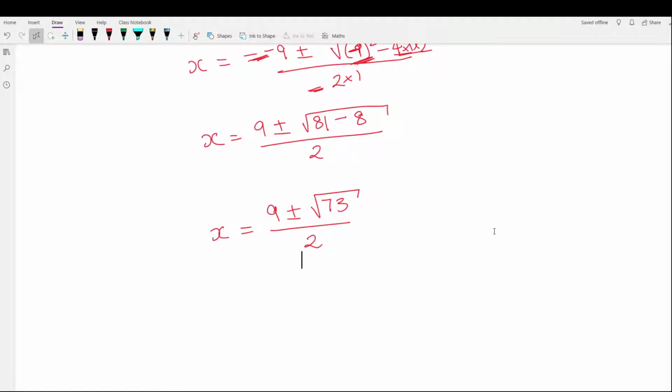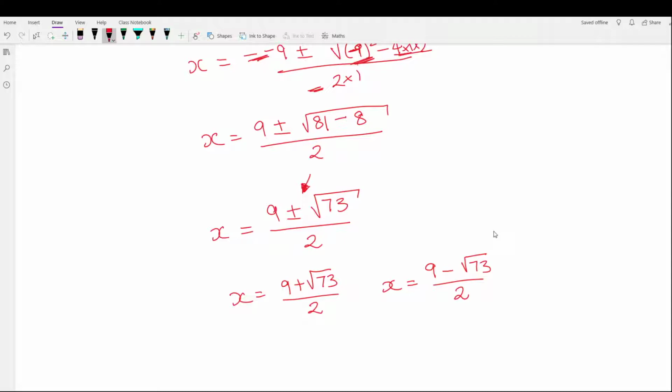Let's simplify this a little bit further. What does this plus and minus here mean? Well, it just means that x is equal to 9 plus the square root of 73 over 2, and also x is equal to 9 minus the square root of 73 over 2.